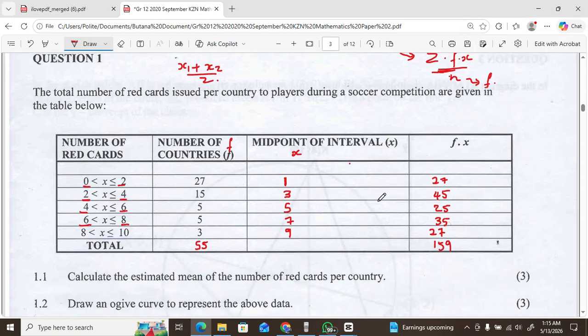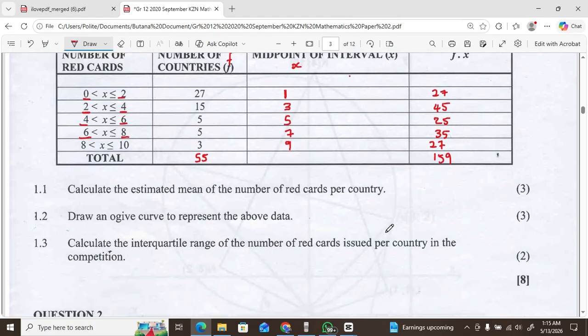Okay, let's answer the question now. So to calculate the estimated mean, we said it will be the sum of f times x divided by n, which is the number of countries, which is the frequency. So to calculate the estimated mean, you're going to take your 159, you divide that by your 55 that you got. Therefore, the answer that you get should be your estimated mean.